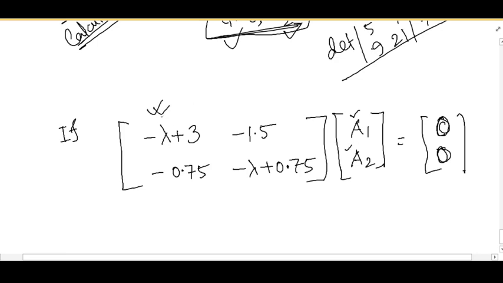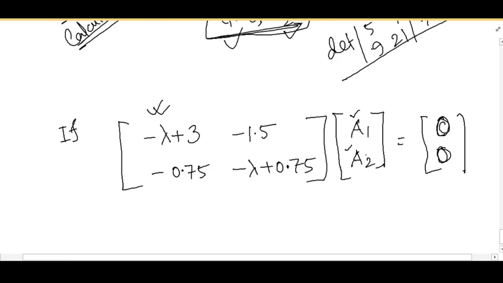So now, first of all, it is possible that a1 and a2 are 0. You can say without any hesitation, if a1 and a2 become 0, whatever the matrix is, it doesn't matter, it will obviously always become 0 all the time. So it will become a trivial solution.